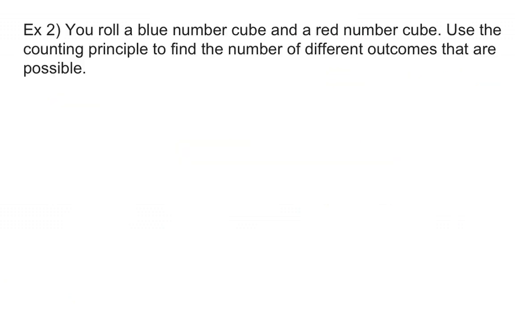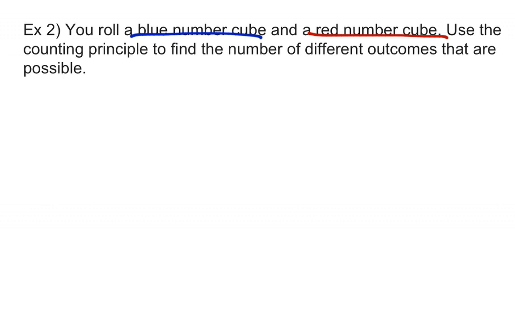Okay, example 2. It says you roll a blue number cube and a red number cube. All right, number cube is just a dice. So we're rolling 2 dice. One is blue, one is red. We got a blue one, and we've got a red one. It says use the counting principle to find the number of different outcomes that are possible.